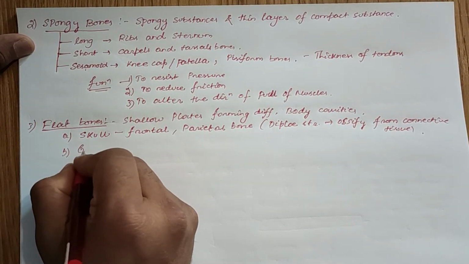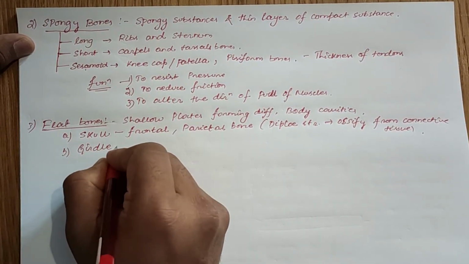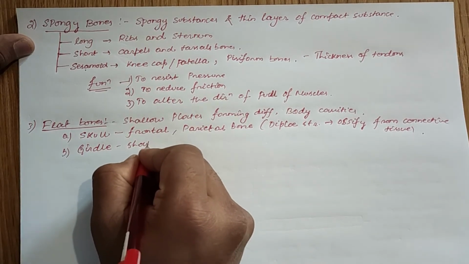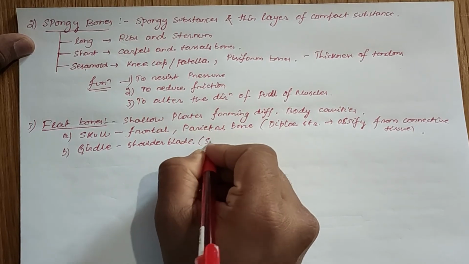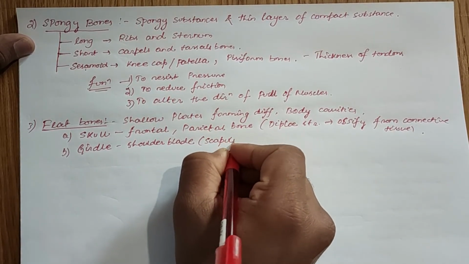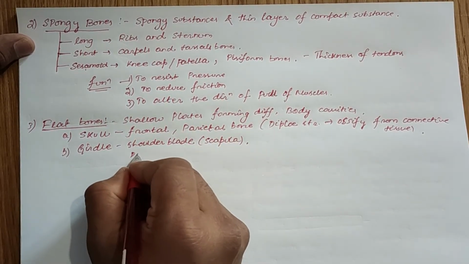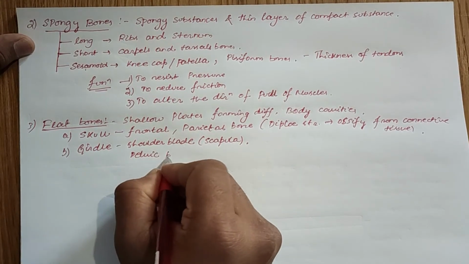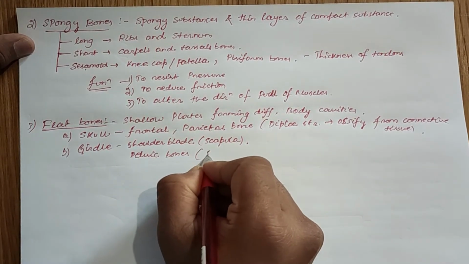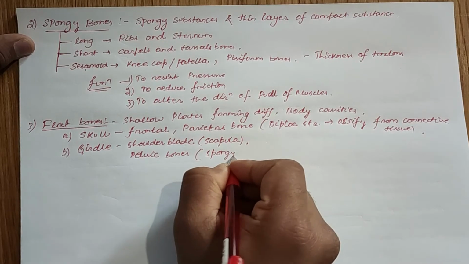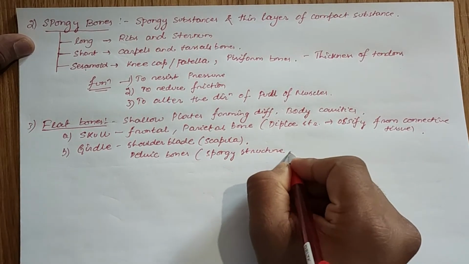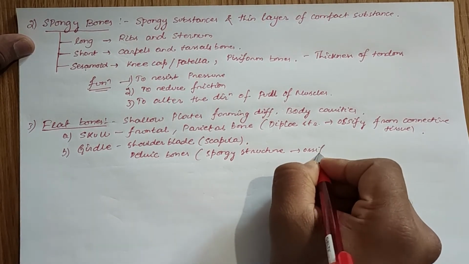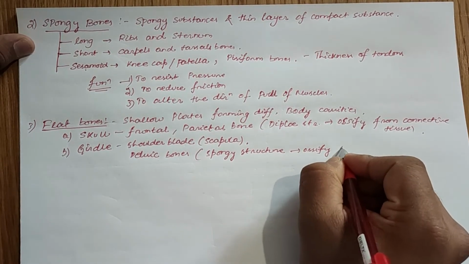Secondly, girdles like our shoulder blade, that is the scapula, and the pelvic bones, which are spongy in structure, and they ossify in the normal ossification process.